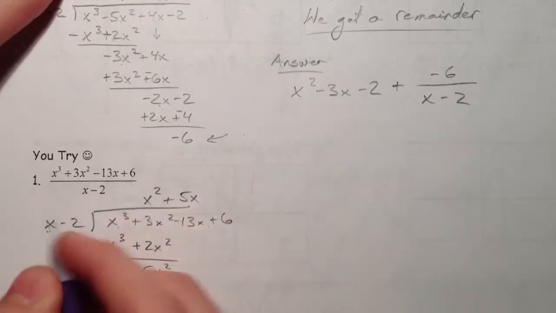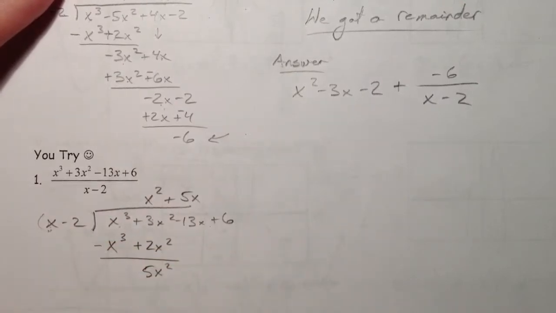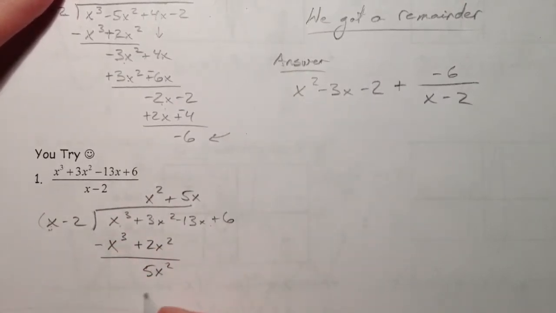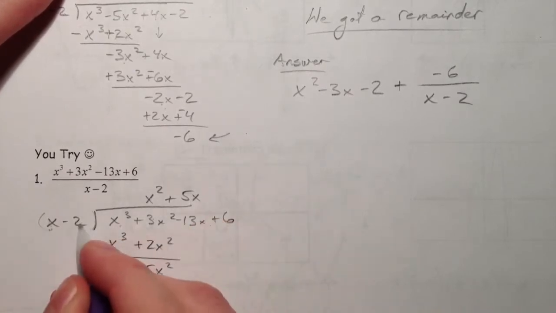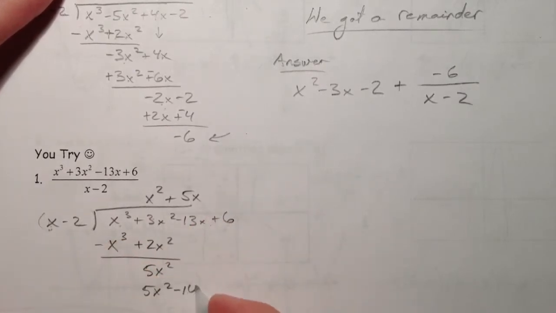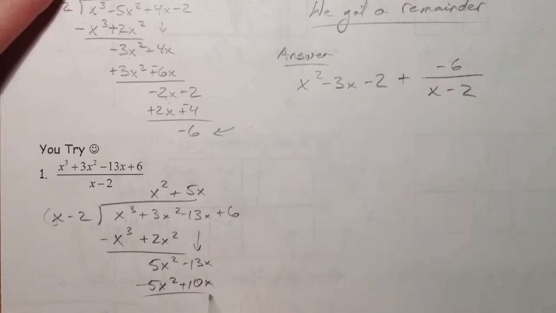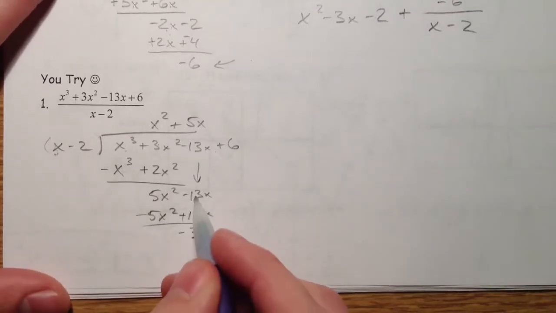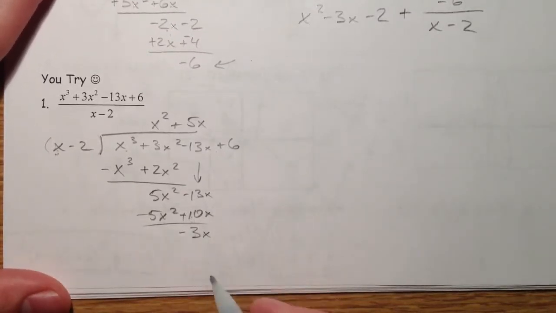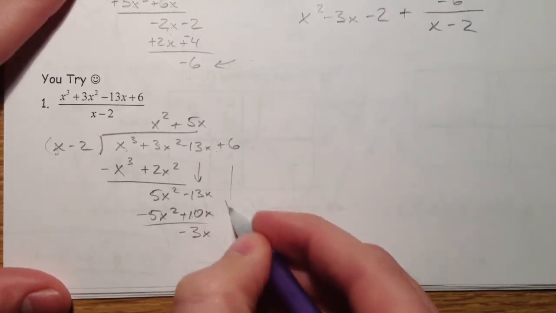And then we multiply. And imagine that it's got just parentheses there, you distribute it. 5x squared. And 5x times negative 2 is negative 10x. And now we see, oh yeah, let's drop down the negative 13x. Minus plus, so minus 3x. Because remember, we're subtracting here. So negative 13 minus a negative 10 that was there. Drop the 6 down.